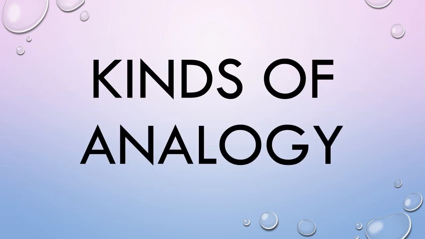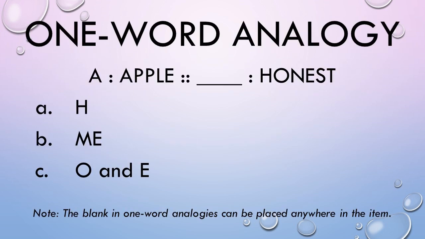Now that you already know some of the most common relationships that may appear in analogies, let us now identify the different kinds of analogy. The first kind of analogy is called one-word analogy or single-word analogy. In this kind of analogy, only one blank could be seen from the pair of words. This blank can be put anywhere in the item. Let's try answering this one.